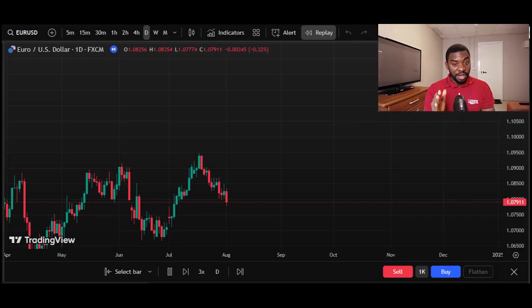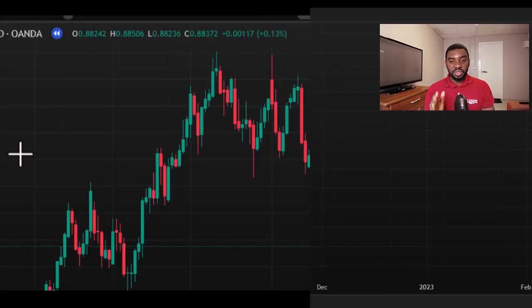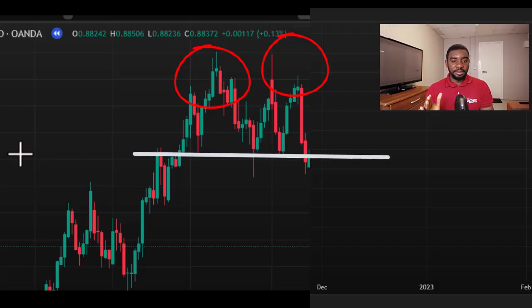Next, let's see how this looks on a real chart. Let's put theory into practice. Here is the EUR/USD chart trading up for weeks. Suddenly, price forms a double top, an M shape with a clear support line, the neckline, at its base.